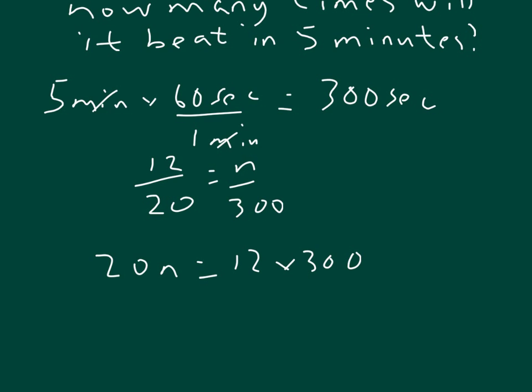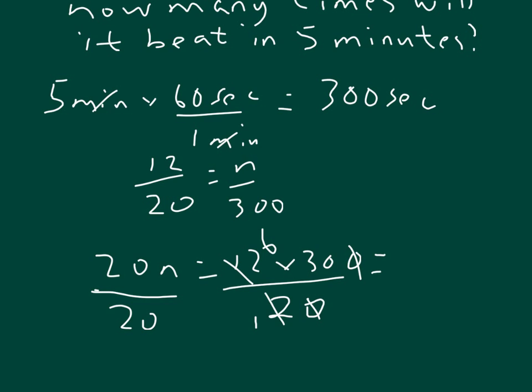Now we solve the equation, undo multiplying by 20 by dividing by 20. And you can do 12 times 300 is 3,600 and figure out how many times 20 goes into 3,600. It's a bit easier to divide both by 10 right there. Then divide 12 and 2 both by 2. And 6 times 30 is 180. So there's our answer, 180 times. The heart would beat 180 times in 5 minutes.